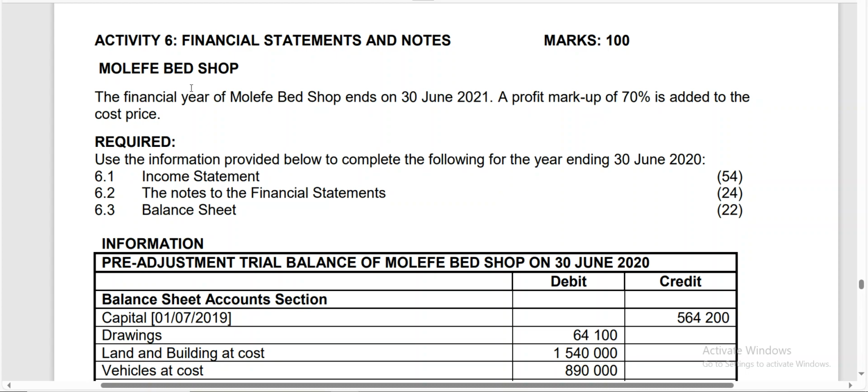So here they're saying that the financial year of Molefe Bed ends on 30 June 2021. Very important information for us to be aware of. Our financial year is 30 June 2021, and our profit markup is 70% on cost, meaning that our selling price is out of 170, because 100 plus profit is equal to 170. So they're saying that 70% is added to the cost price for us to get the selling price, and we are required to do income statement, notes to the balance sheet, and the balance sheet.